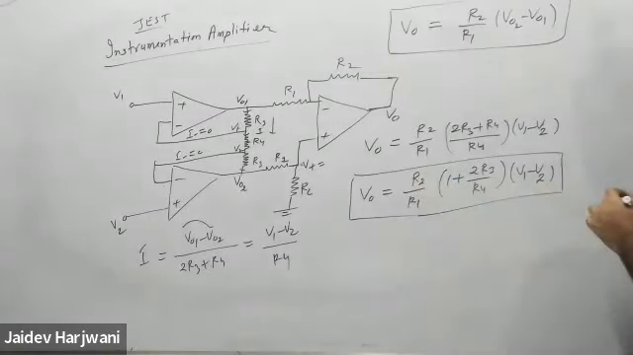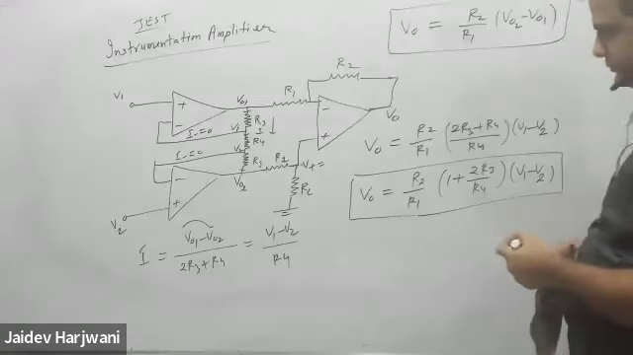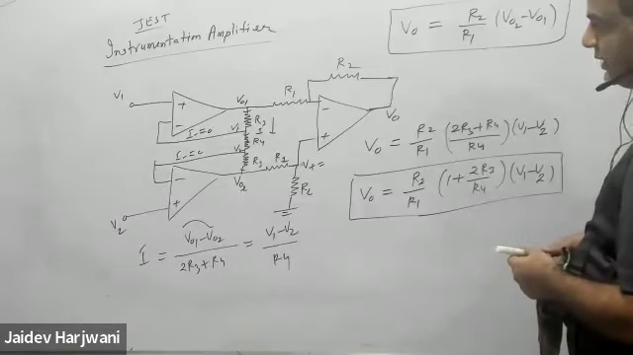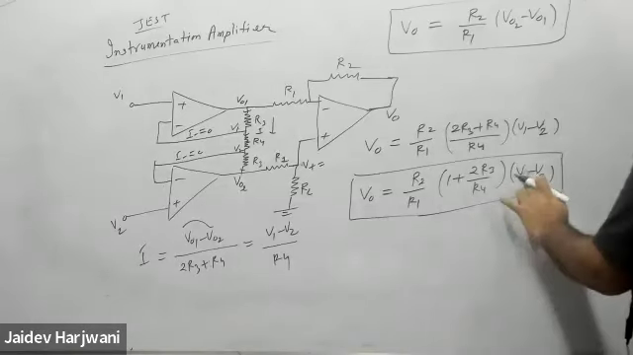Sir, minus sign will come there, sir, because V02 minus V01 we are considering. Achha, so minus will come, so then make this V2 minus V1.